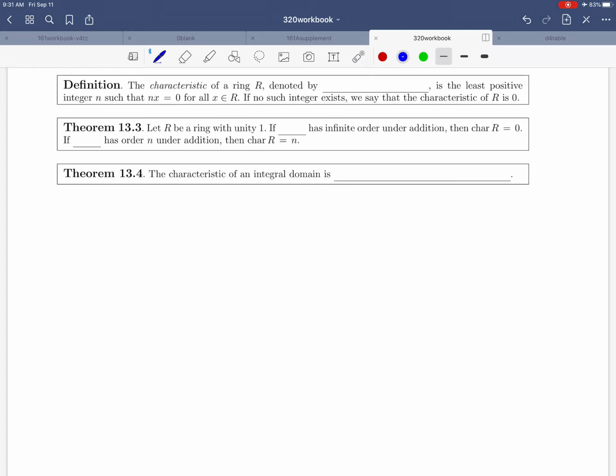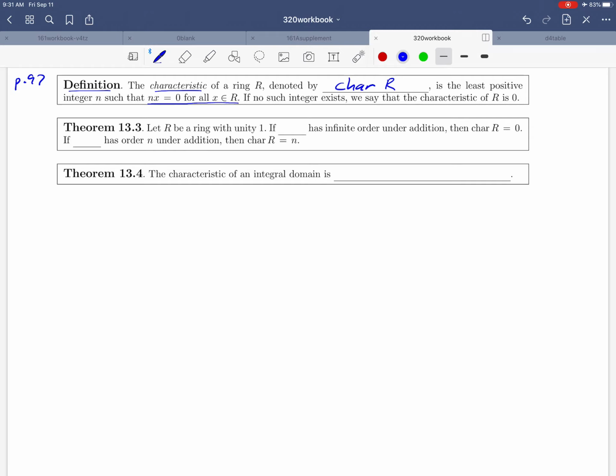We are looking at about the middle of page 97 in the workbook here, and we're ready for the last major definition of this chapter. Let's take a minute just to read this together. We're going to define something known as the characteristic of a ring. Notation for that is going to be CHAR of R. Here's the definition: it's the least positive integer n such that nx equals 0 for all x in R.